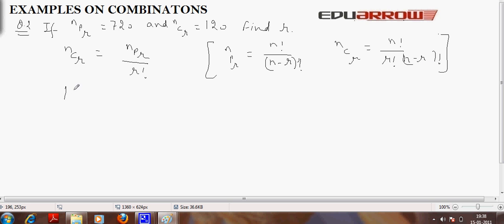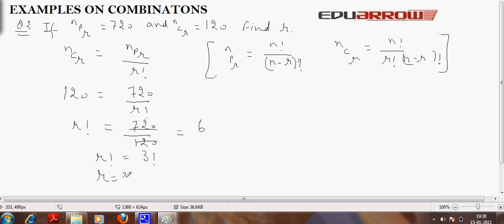Now putting the values, 120 is equal to 720 by r factorial, and r factorial will be equal to 720 by 120, which is equal to 6. As we know that 6 is the factorial of 3, r factorial is equal to 3 factorial. Factorial will be cancelled out by factorial, or r is equal to 3. So we get r is equal to 3.